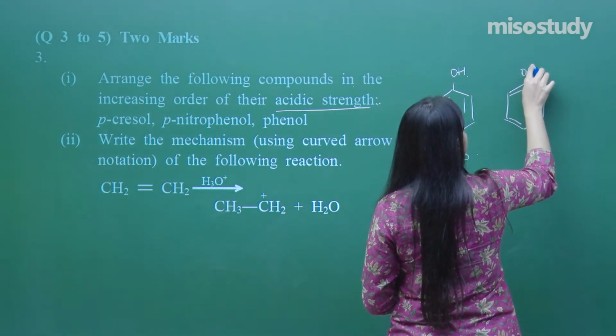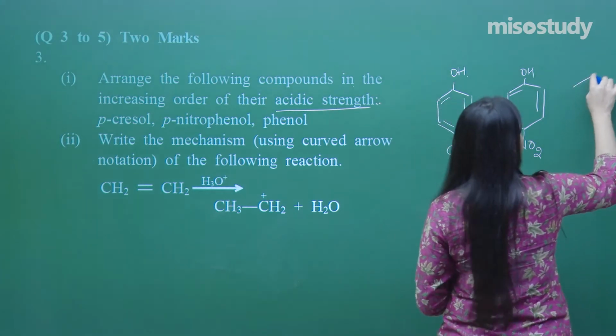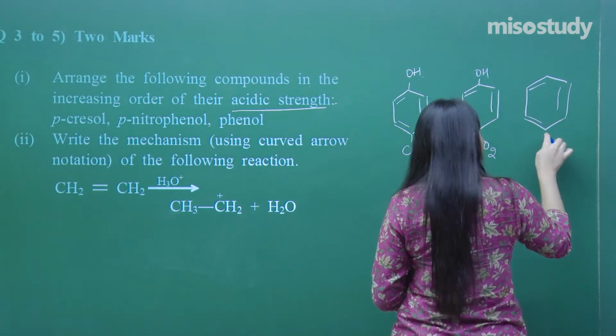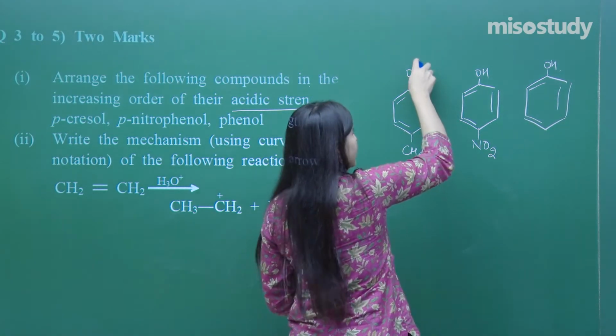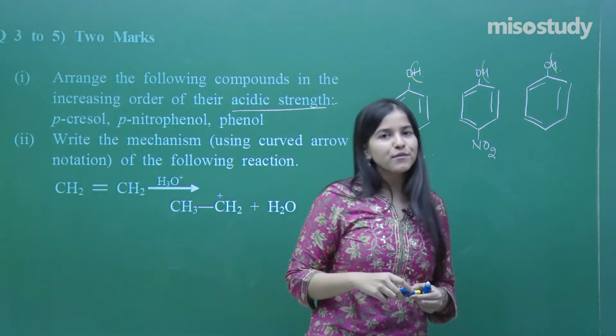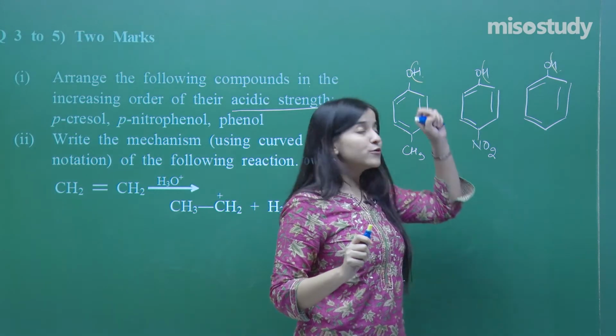Yes, it's very easy. Now add para, I need to have nitro, and finally just the phenol. First of all, why am I calling this phenol acidic? Because these hydrogens can go off to make a very stable phenoxide ion which is resonance stabilized. That is why it readily loses this H+.